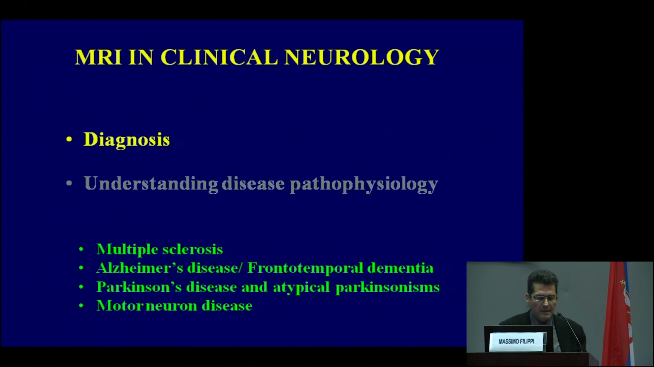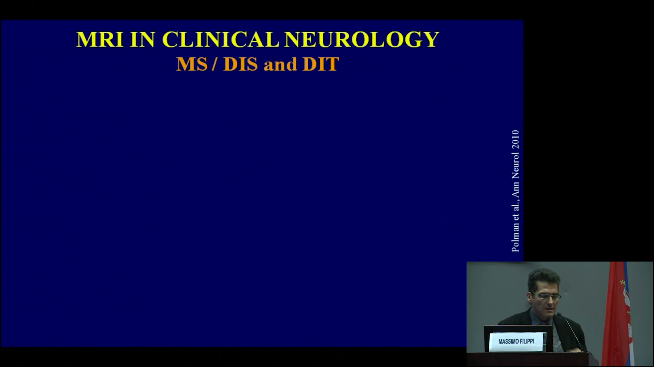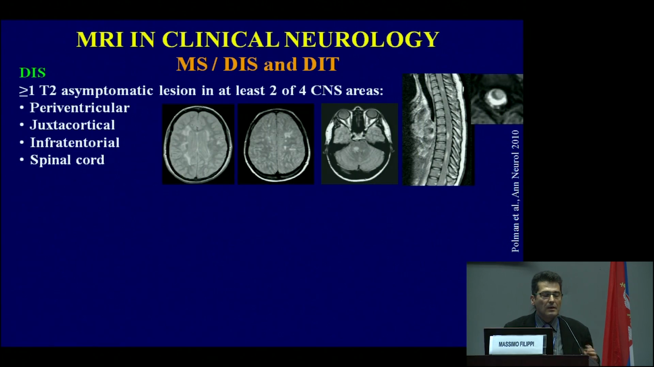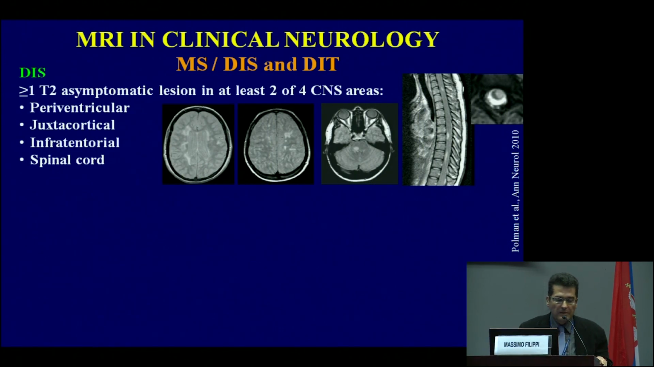So starting from diagnosis, I think that you all are aware that now we can use MR to establish a diagnosis of MS very early in the course of the disease when the patients present with the first symptom, and we can show using MR dissemination in space and time. We have internationally accepted criteria to show subclinical lesions that allow us to make a diagnosis earlier and more confidently than a few years ago.